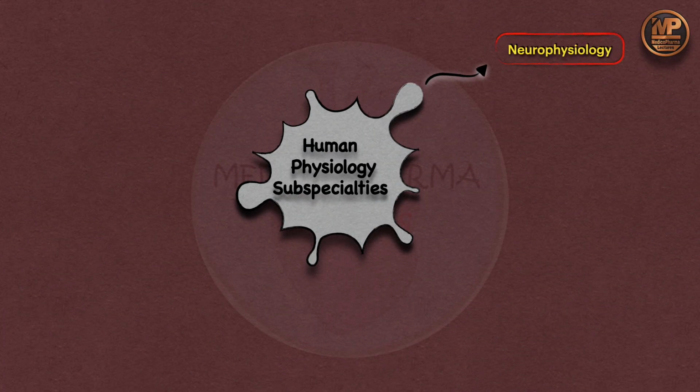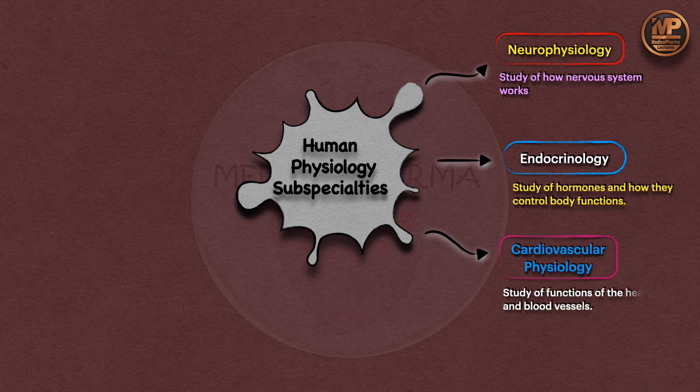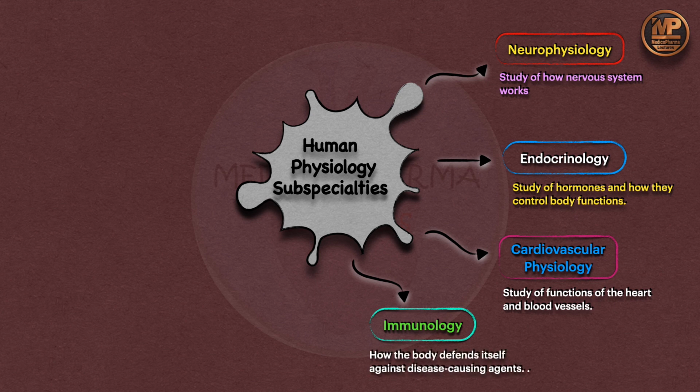Here, the first one is neurophysiology, which is the study of how the nervous system works. Coming to endocrinology, which is the study of hormones and how they control body functions. Right. So it is very simple. The next one is cardiovascular physiology, where we will study the functions of the heart and blood vessels, right? The next one is immunology, where we will study how the body defends itself against various disease-causing agents, right?